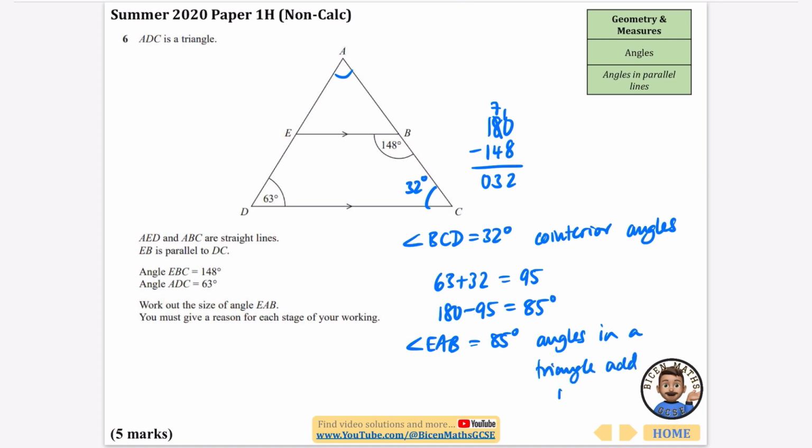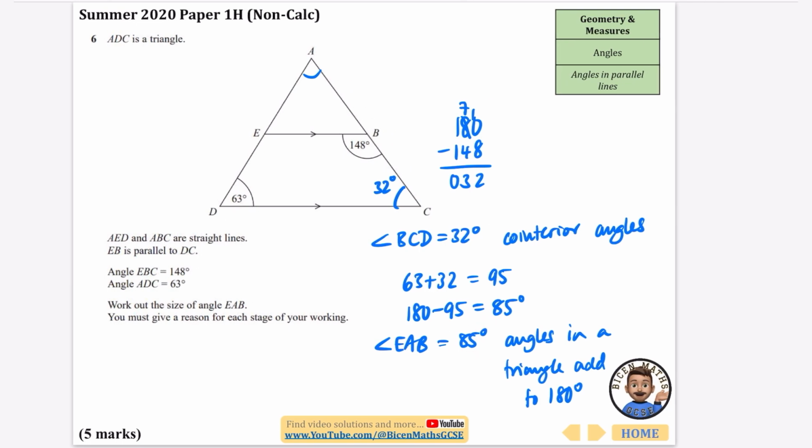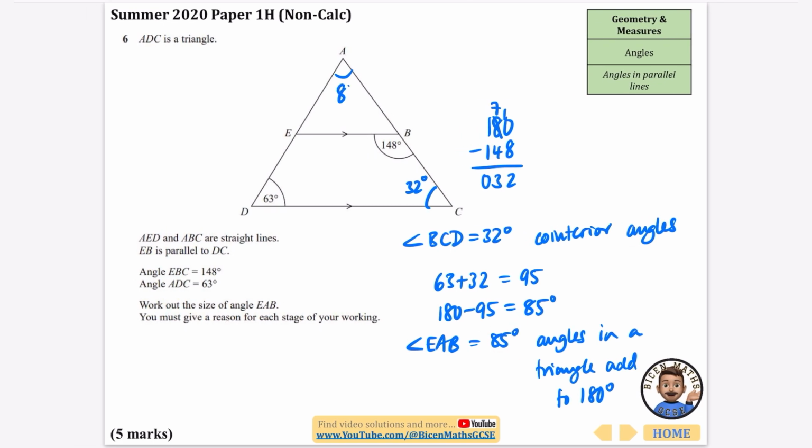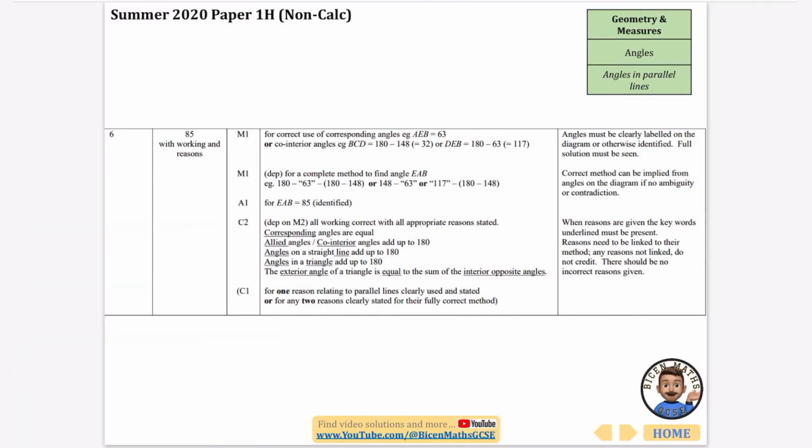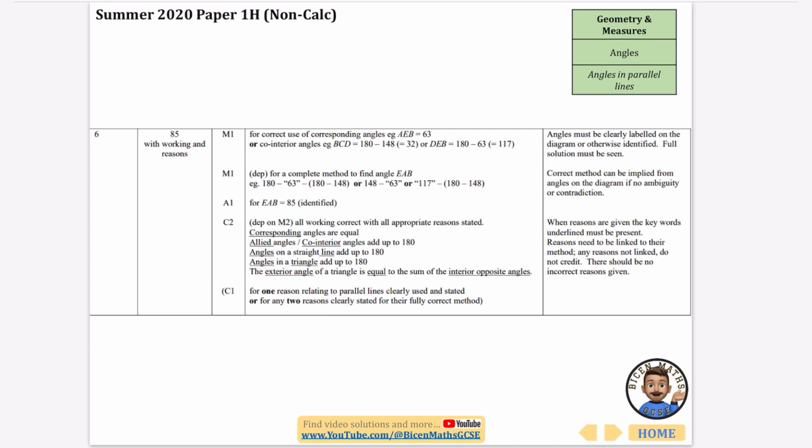So let's double check that we've got this right. The answer was 85, and we had some reasons here. I'm going to write that it's 85 on the diagram so that we've got it recorded. There it is with 85, and you need to have two reasons to get both of these, and you can see angles in a triangle, that's all that's really needed to be said here.